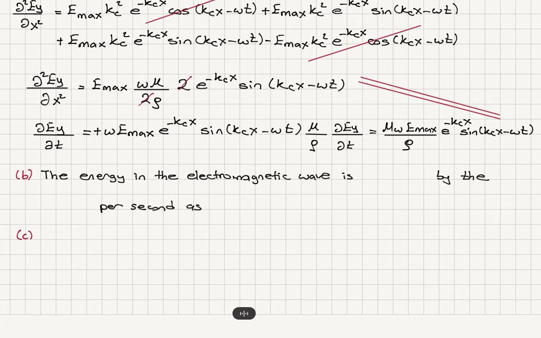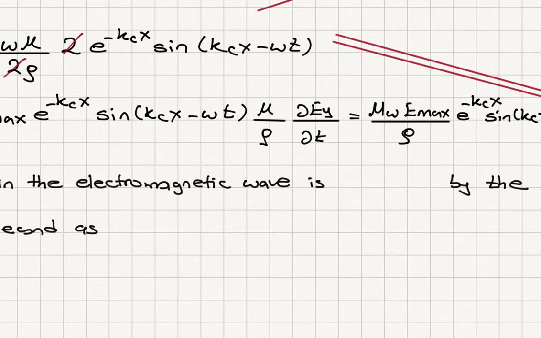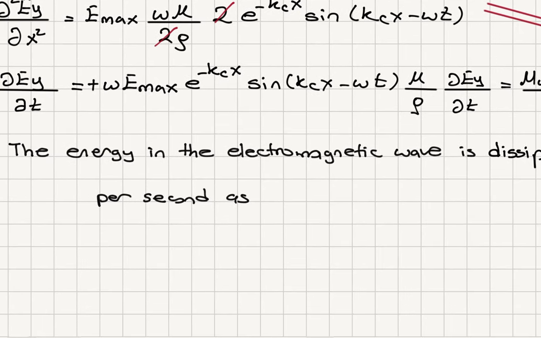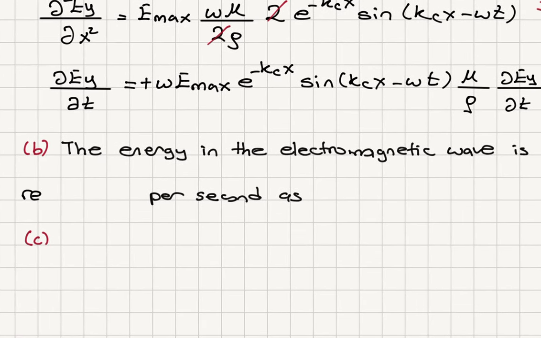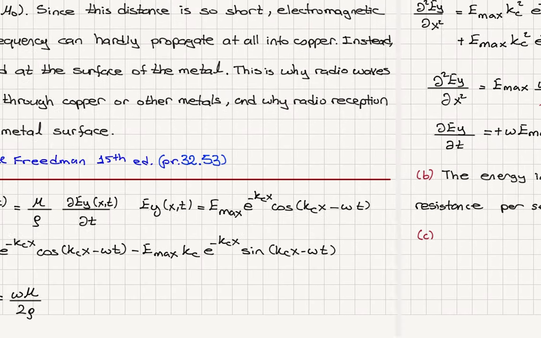Well, the energy in the electromagnetic wave is dissipated by the resistance per second as I squared R. So the exponential term comes from the fact that the energy is being dissipated by the resistance in the wire. So therefore, the amplitude of the electromagnetic wave keeps decreasing.